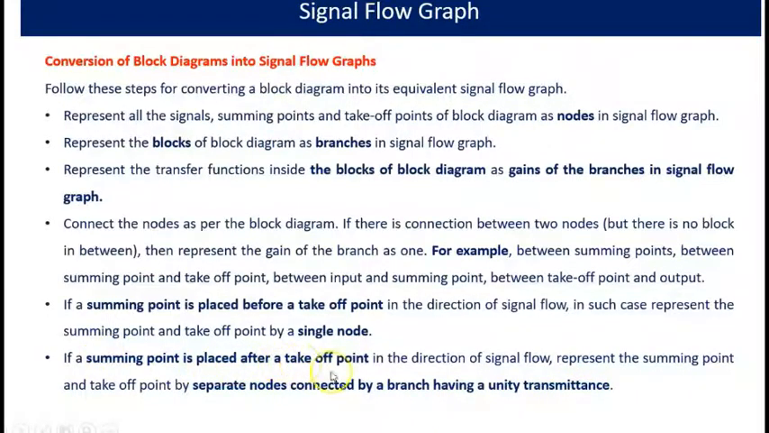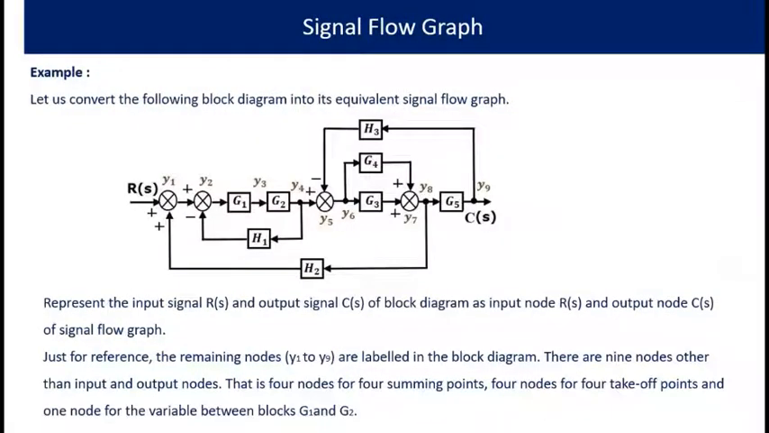If the summing point is placed after a takeoff point, then we have to represent the summing point and takeoff point by separate nodes. If it is placed before the takeoff point, then we can represent it by a single node or two nodes. But if the summing point is placed after a takeoff point, then we have to represent the summing point and takeoff point by separate nodes connected by a branch having unity transmittance.